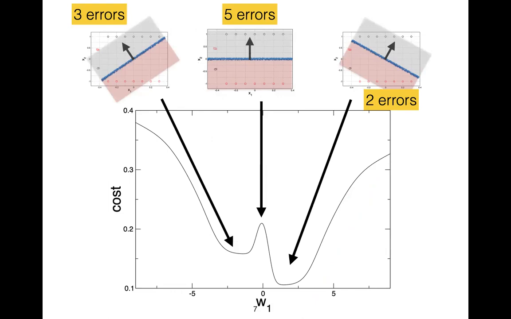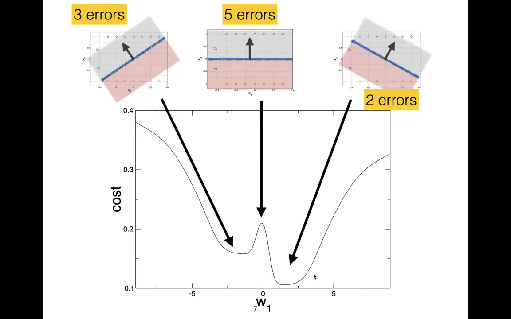I wrote code to calculate the cost exactly, because I know exactly where the data points are. You can see that there's a little bump at W1 equals 0, where we have 5 errors, right? And there are two basins. The basin on the right is better because its cost is lower. The basin on the left is good, but it's not as good. The cost is higher. We want to go to the basin on the right, basically.